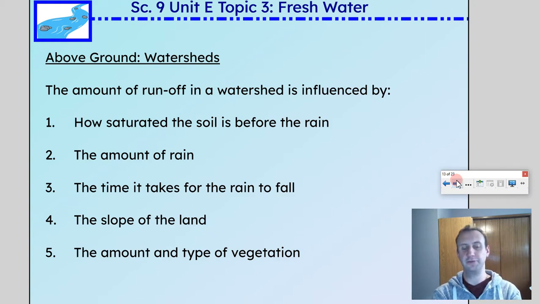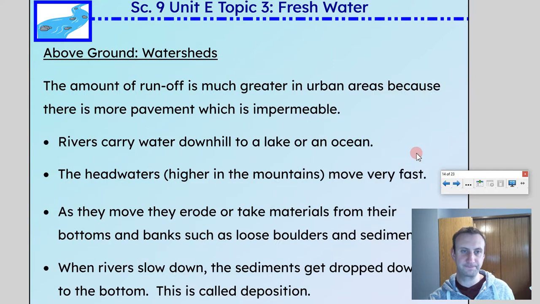That's the trick. So above ground watersheds, again, the amount of runoff in a watershed is influenced by how saturated the soil is before the rain happens, the amount of rain that occurs, the time it takes for the rain to fall. Is it super fast, resulting in a flash flood, or is it a slow rain over many, many days? The slope of the land, how drastically sloped down it is, and the amount and type of vegetation. So these are all things that will influence the amount of runoff into that body of water. Of course, more vegetation is going to slow it down as well.